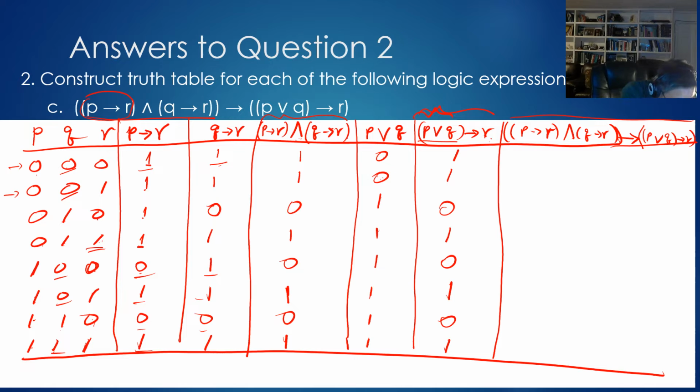Okay. So now let's look at the implication for the final one. You get 1, 1, 1, then 1, 0, 0, then 1, 1, 1, and so on, and the result is going to be 1. Okay, so that means this expression is always true. So that's question 2.